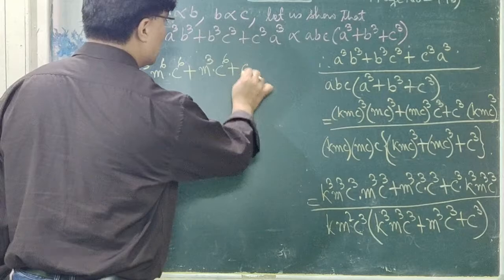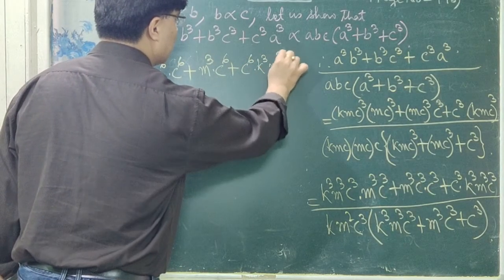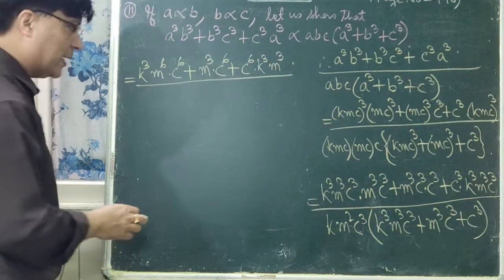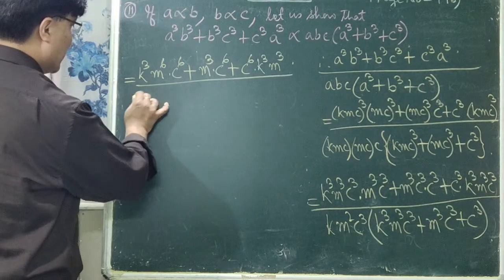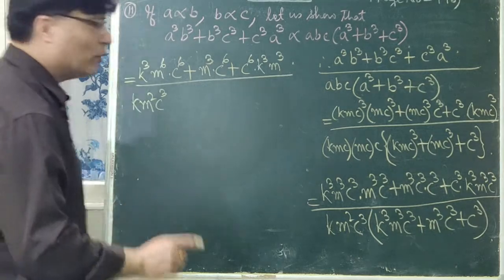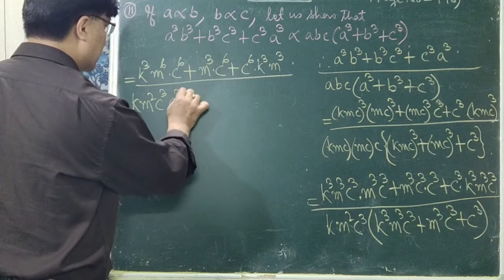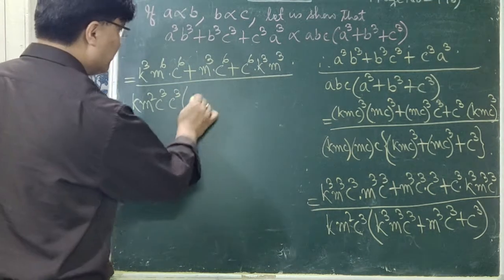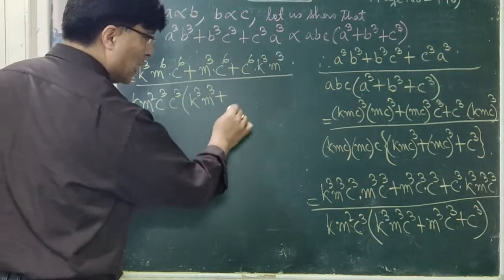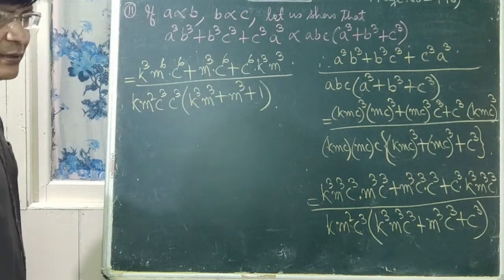What is C cube? C cube? C to the power 6 into K cube M cube. This is K cube M cube. This whole divided by, and in the denominator you write K M square C cube as it is, and within bracket what is common here? So within bracket C cube is taken common, so within bracket what do we have? This is K cube M cube plus M cube plus 1. Is that clear?